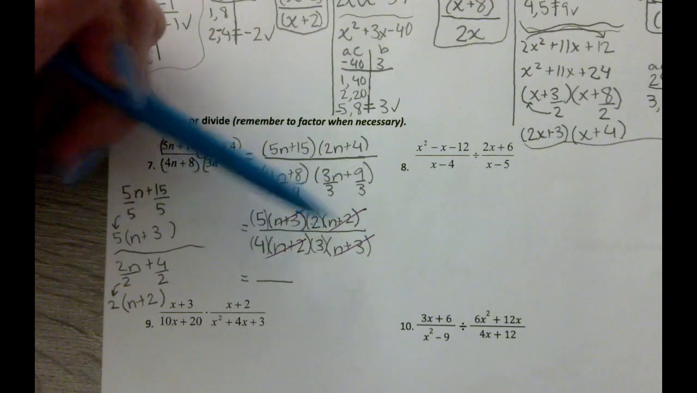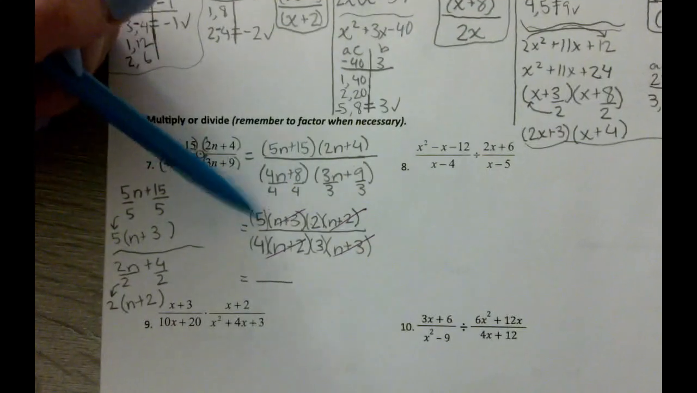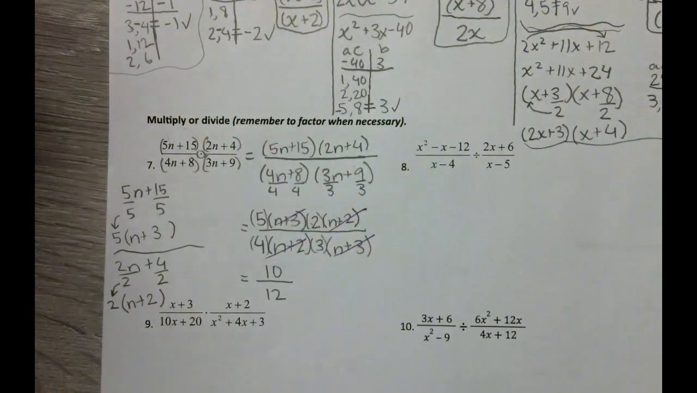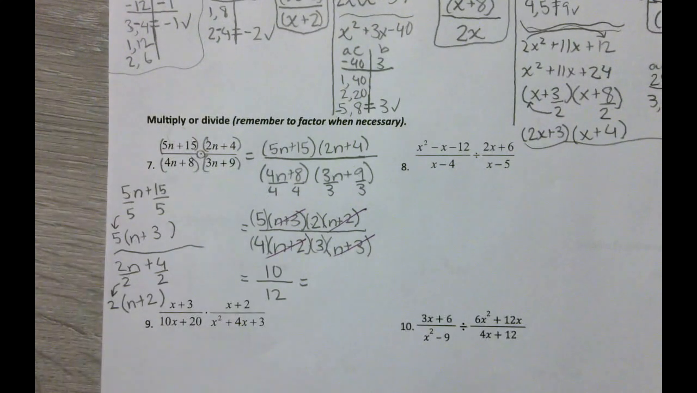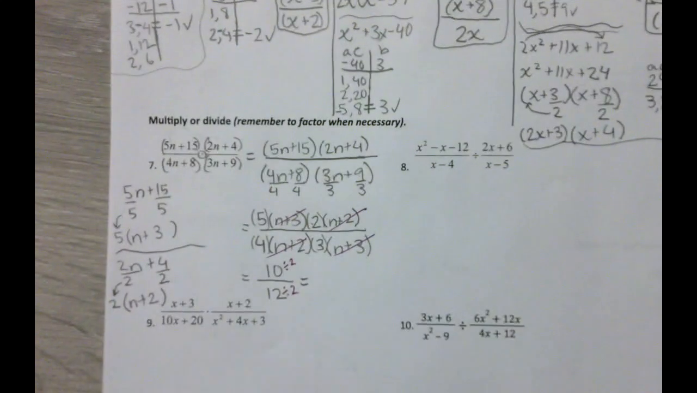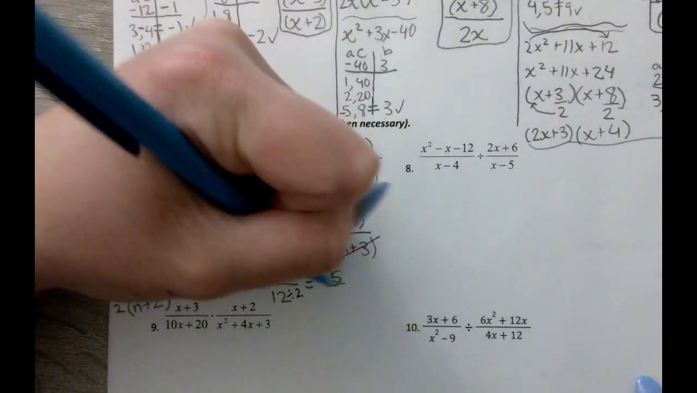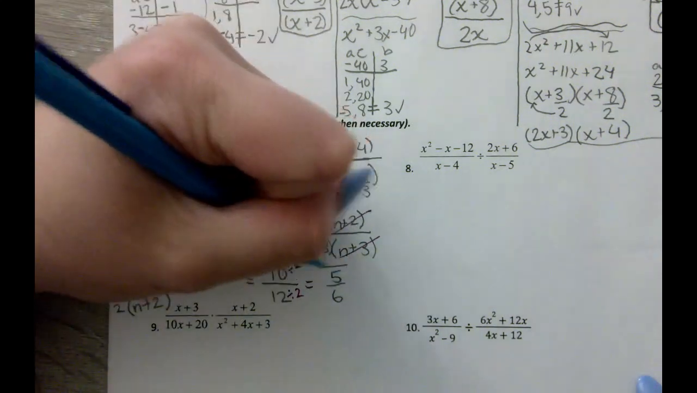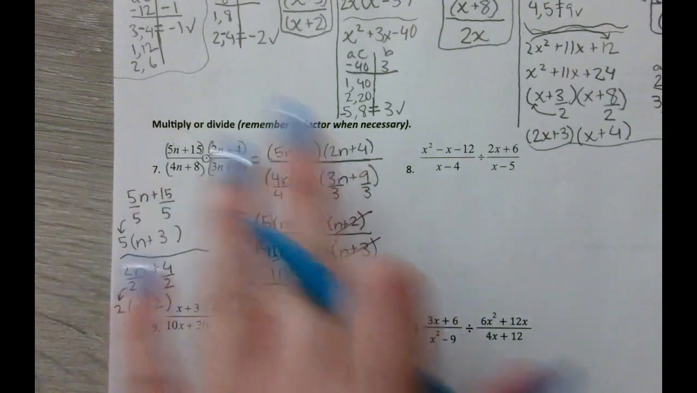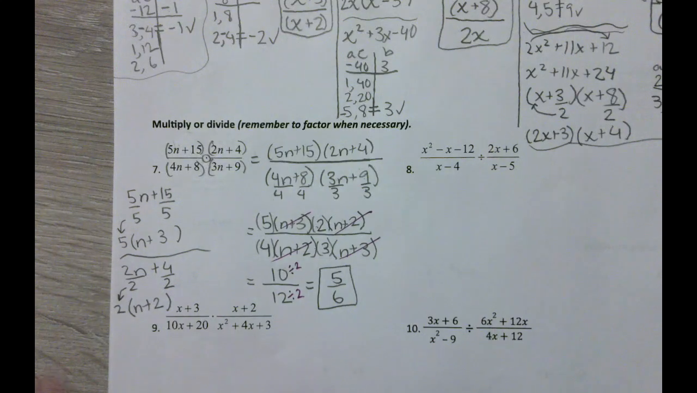So obviously, all of these canceled out, so we just have the numbers left. 5 times 2 is 10. 4 times 3 is 12. And then we really should reduce that down. 10 over 12. Again, ask yourself what they have in common. They are both even. So we can divide both of these by 2 to reduce. And we are left with 5/6 as our final answer. So that was just all GCF on repeat.